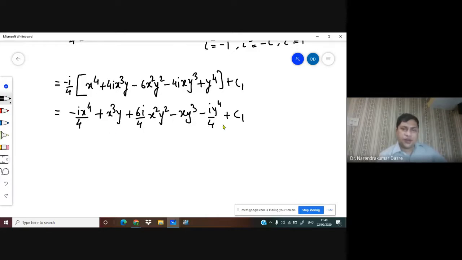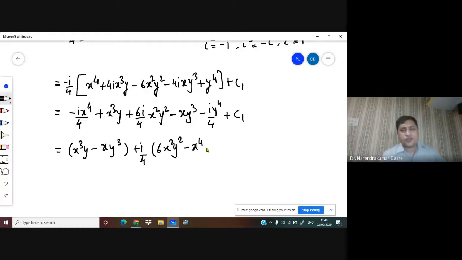Now what we have to do is collect the terms without i and the terms with i. So we'll have x^3 y - x y^3, and plus i, I'll take i/4, so I'll have 6x^2 y^2 - x^4 - y^4, and plus c. So this is the term we have, this is the term we have, and this is the term we have. So we got all the terms, and hence this is going to be f(z).